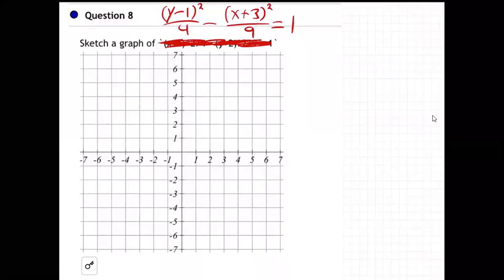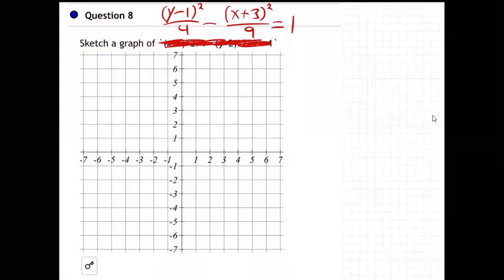Okay, so we want to graph. They're asking us to sketch a graph of this right here, (y - 2)² over 4 minus (x + 3)² over 9 equals 1. Okay, so notice it has a minus in the middle. What does that mean?